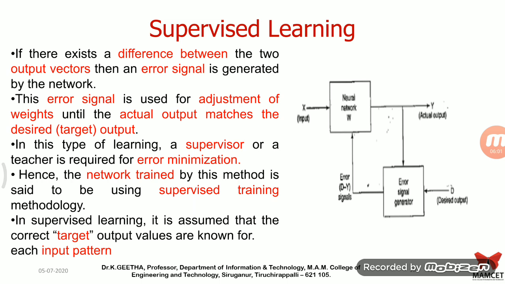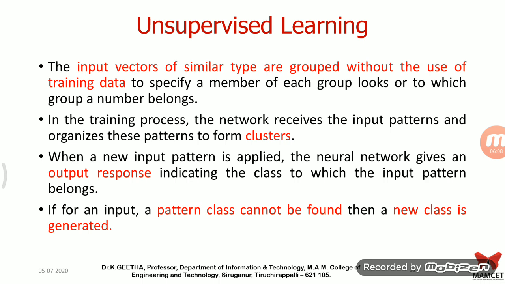In supervised learning, it is assumed that the correct target output values are known for each input pattern. In unsupervised learning, the input vectors of similar type are grouped without the use of training data, to specify to which group a member belongs.